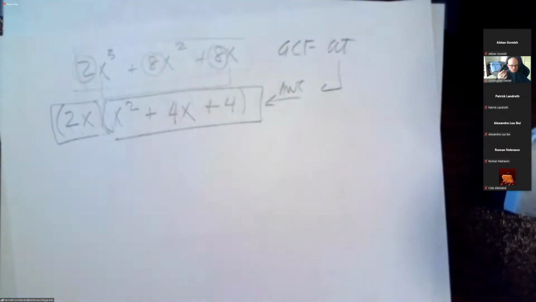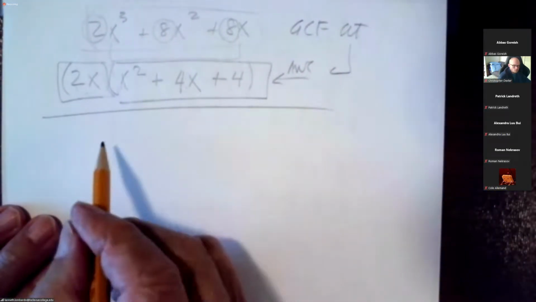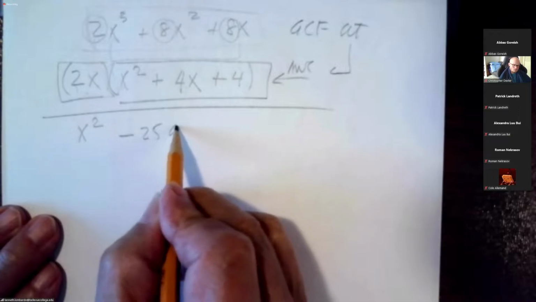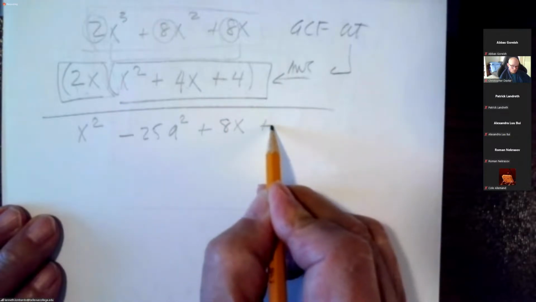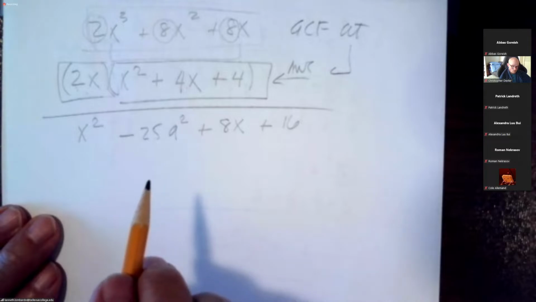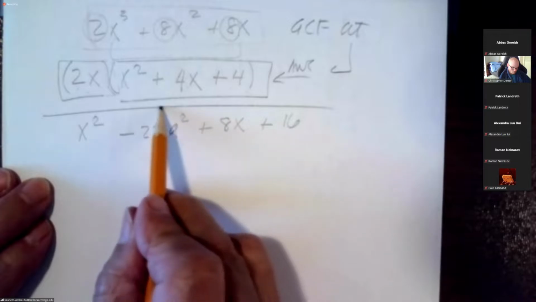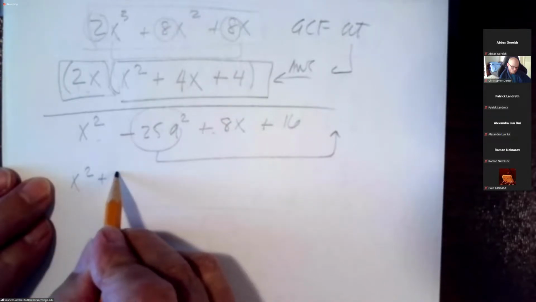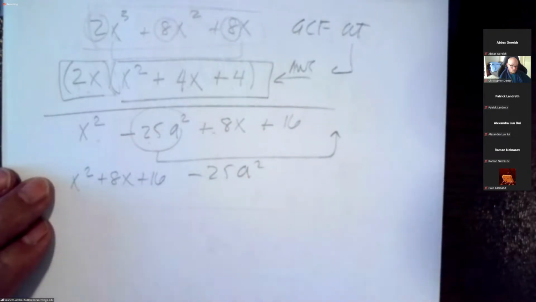Let's see. How about if I gave you something that looked like x squared minus 25a squared plus 8x plus 16. Now, what are we looking at here? So let's see. Well, this a squared, that doesn't look like it fits. This is x, x, and x. So let's move that out. So x squared plus 8x plus 16. And let's move this to negative 25a squared. Let's move that out here.